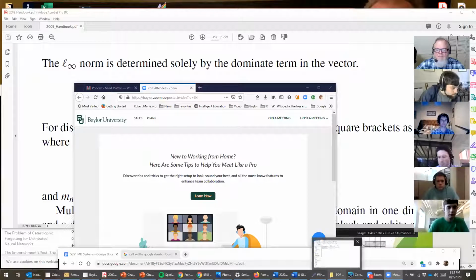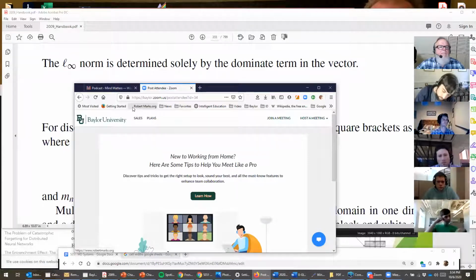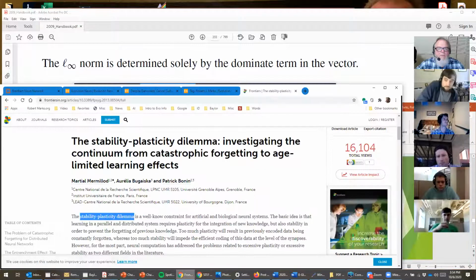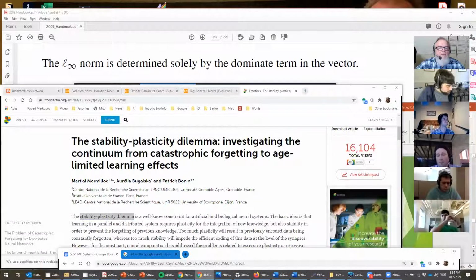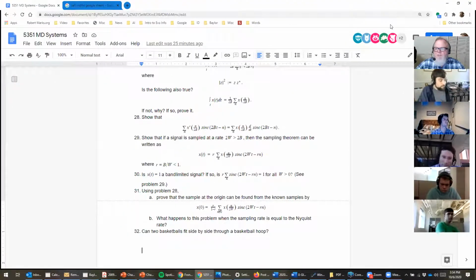So let me share my screen. There it is, share screen. Man, look at all this stuff that pops up when I share my screen. That's a lot of stuff. And I think I want to go here. No, I don't want to go there. I want to go here. No, oh, that's PowerPoint. Don't want to go here. I want to go here. Okay. Can everybody see the screen?